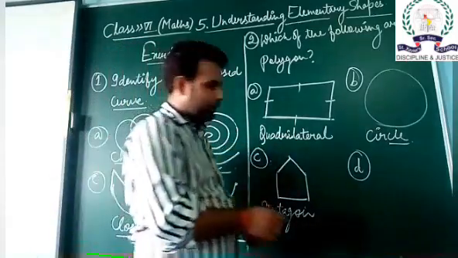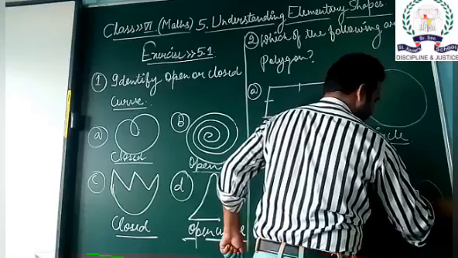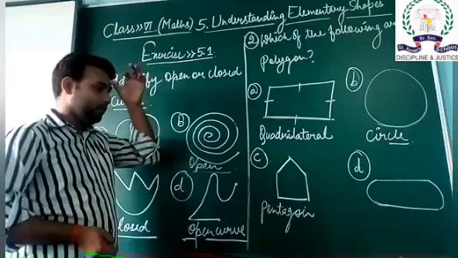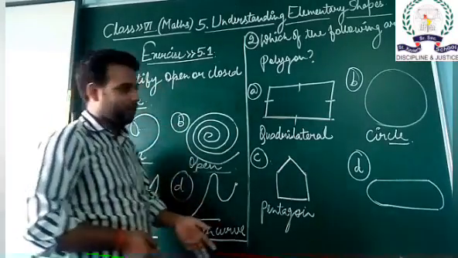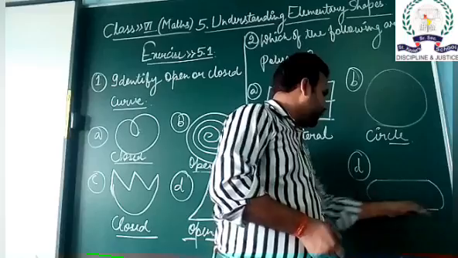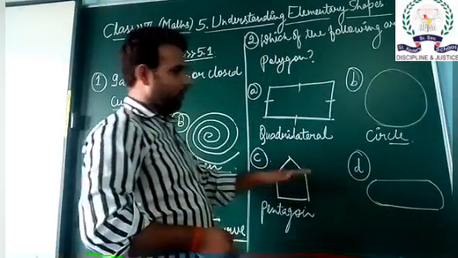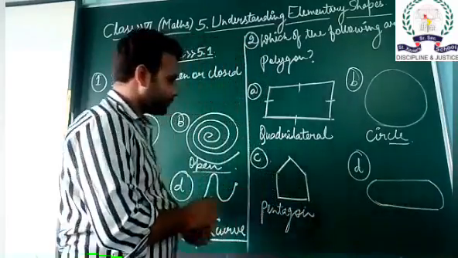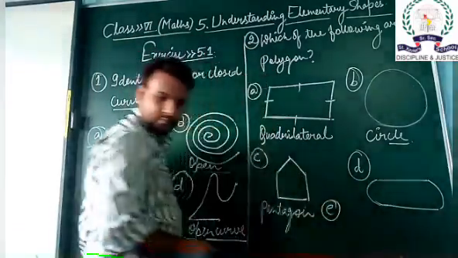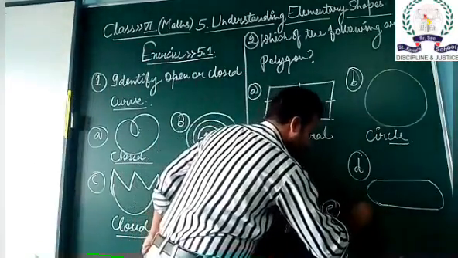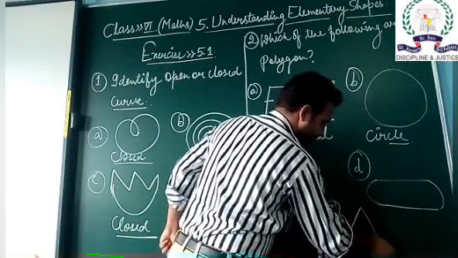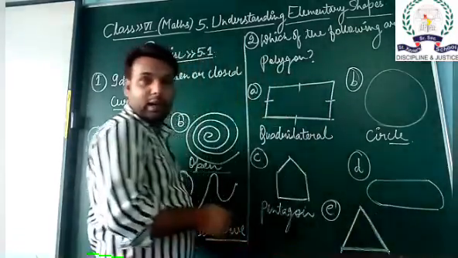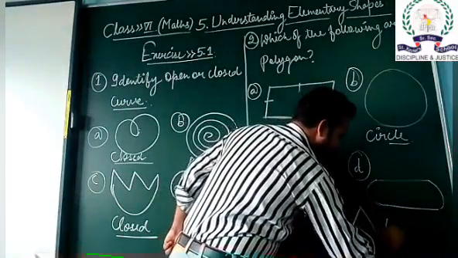Then this type of curve is given. Polygons are bounded by line segments only. But here two curves are given along with a line segment, so it is not a polygon. It is a closed curve, but it is not a polygon. And the last one is given. One, two, three line segments are given. It means it is a triangle.